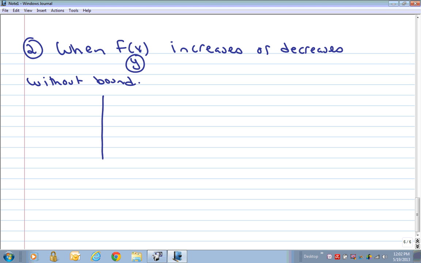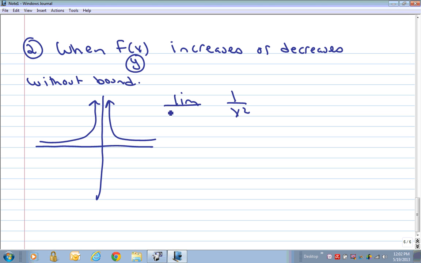Let's take a look at that visually. So let's say your graph looks something like this. Our limit of 1 over x squared as x approaches 0. As x moves closer and closer to 0, our y value moves up without bound. And as our x value moves closer to 0 from the left, our y value moves up without bound. So in this particular case, no limit exists.